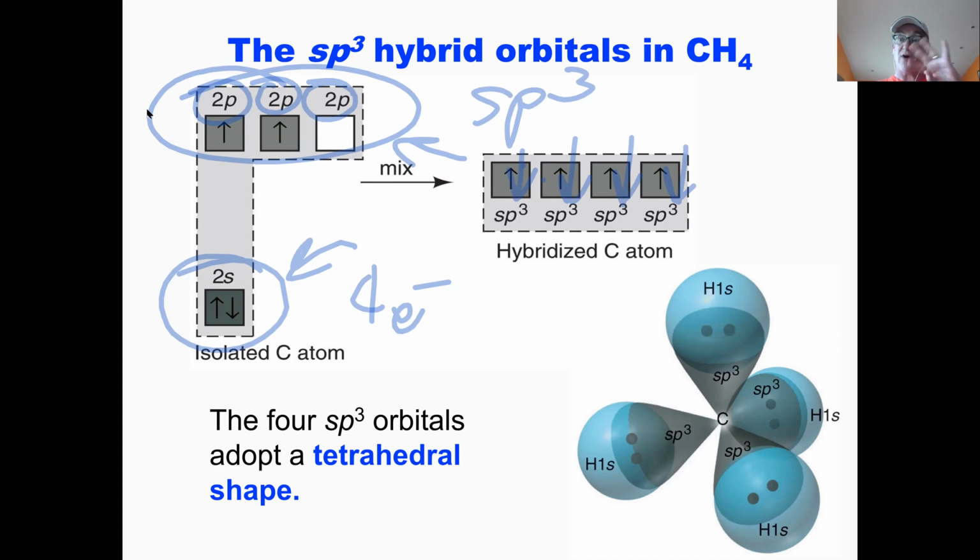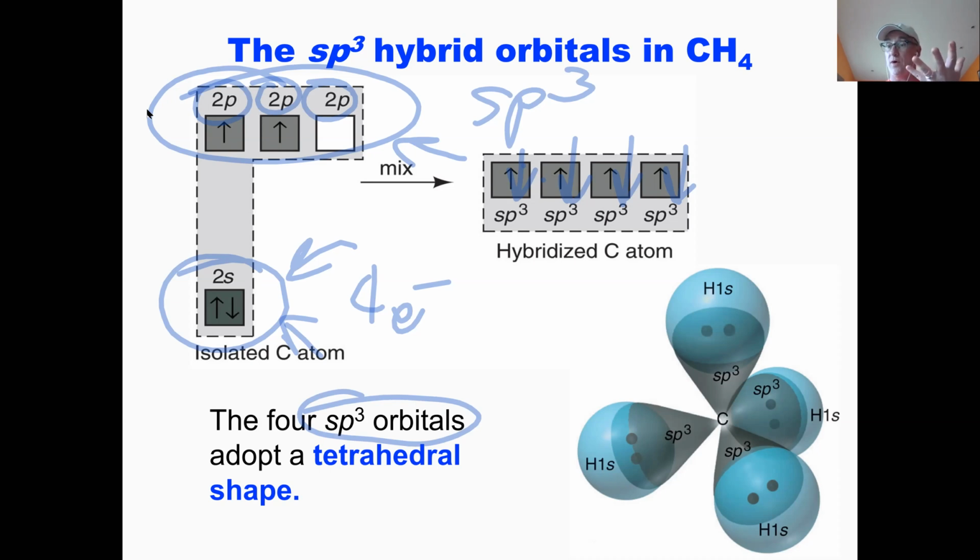And since you're making four identical bonds, we'll come back later to show that double bonds are not the same as single bonds, and we'll see why. But now we're making four identical bonds. So we need to have four orbitals that are identical to each other, all with one electron in them. And to do that, we need all the p orbitals and the s orbital because we need four places to put them. And so that's what we do, and we call this sp3.